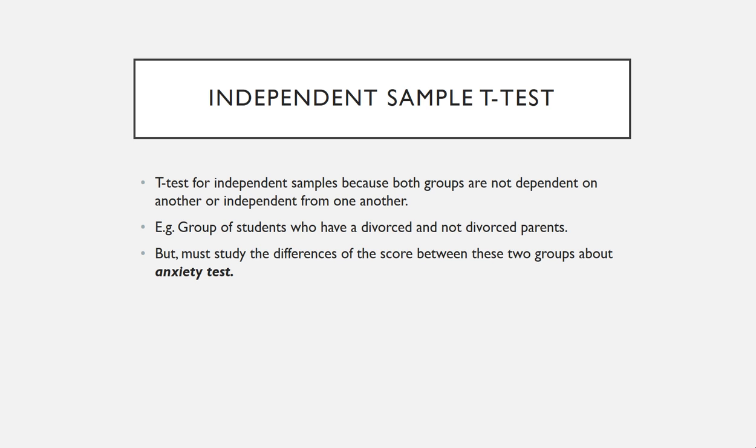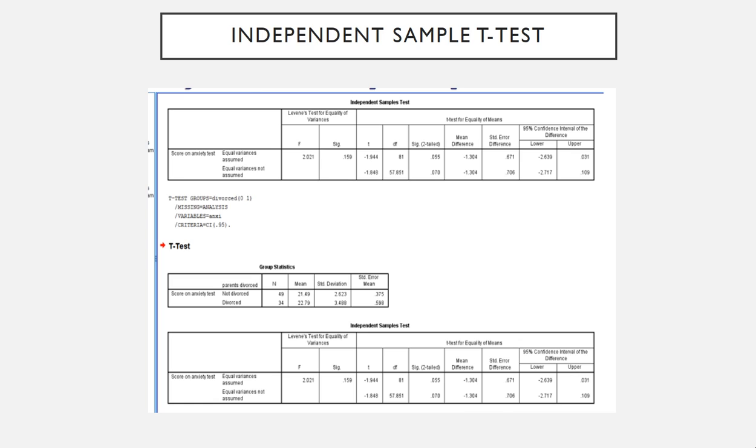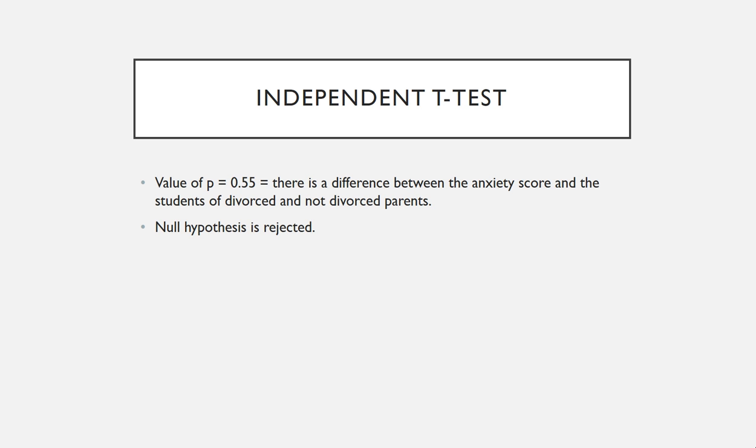Independent sample t-test, because both groups are not dependent on one another. Two different samples that are not directly linked, like a group of students who have divorced parents and not divorced parents. The parents are not directly dependent on one another. There are two different groups that are independent from one another. Null hypothesis, these are examples. Run your analysis and then you develop your analysis.